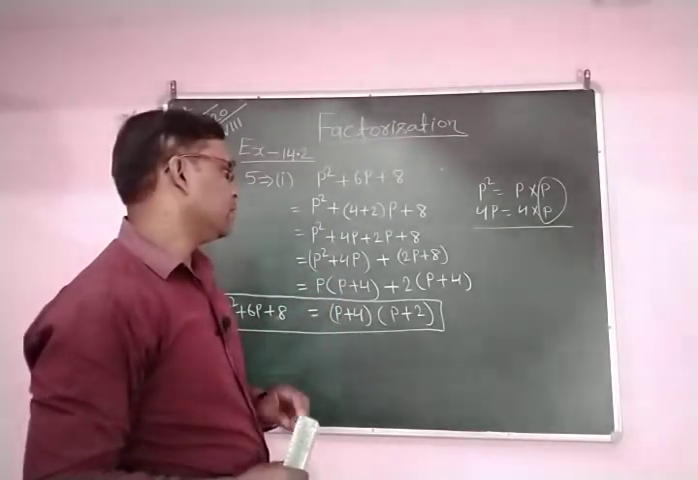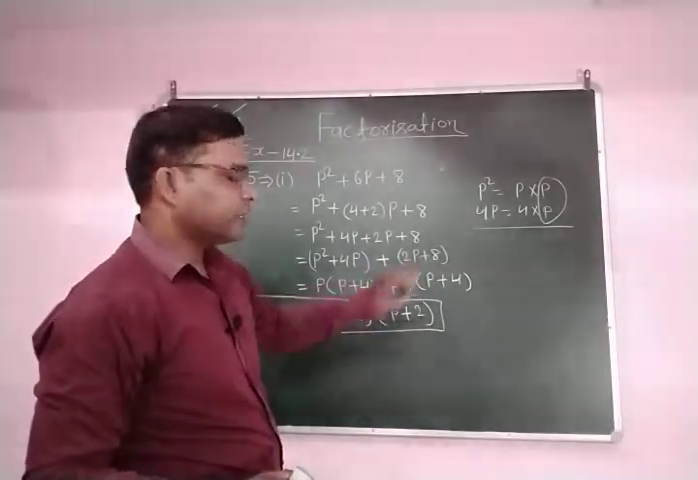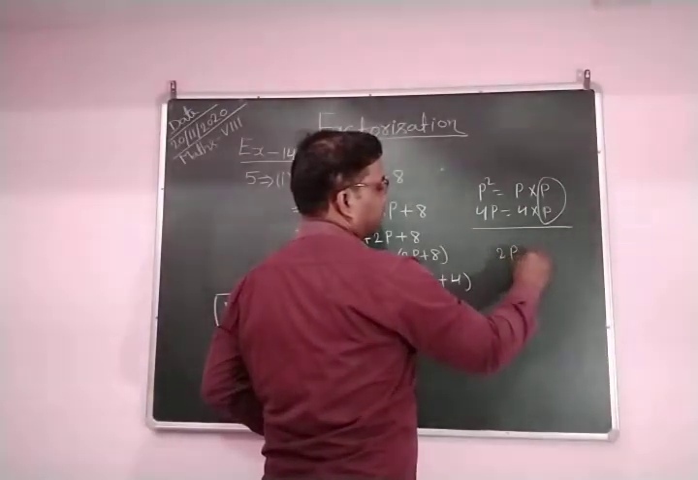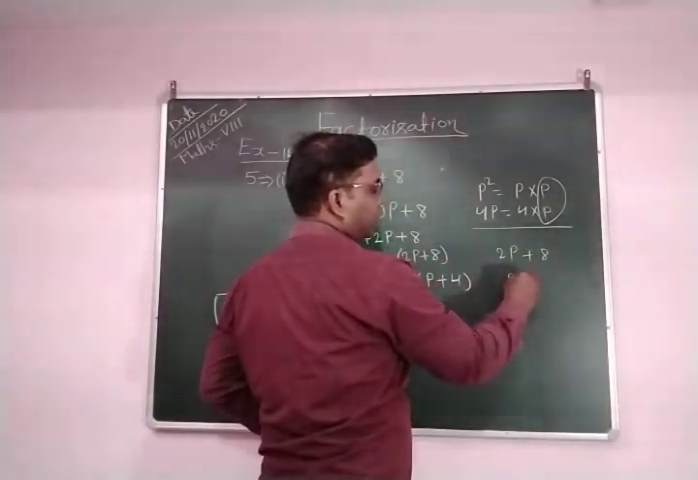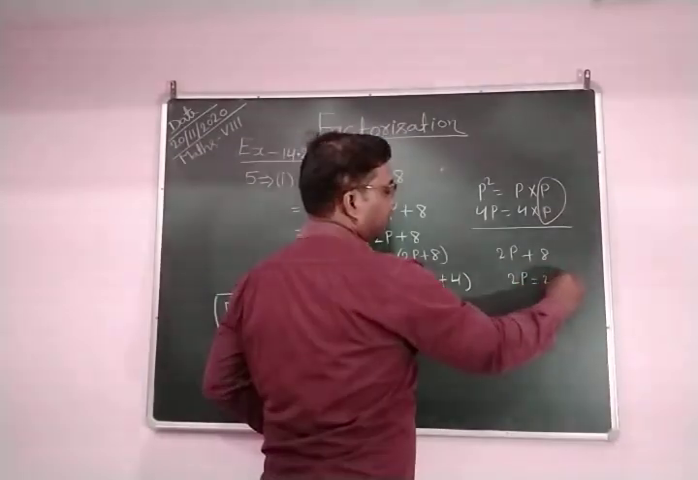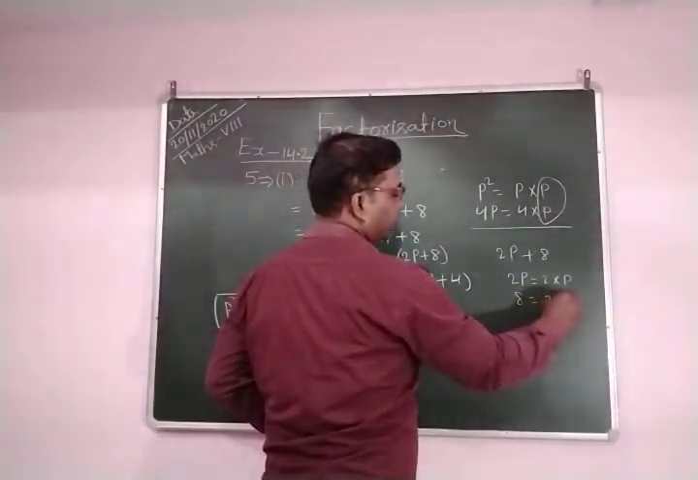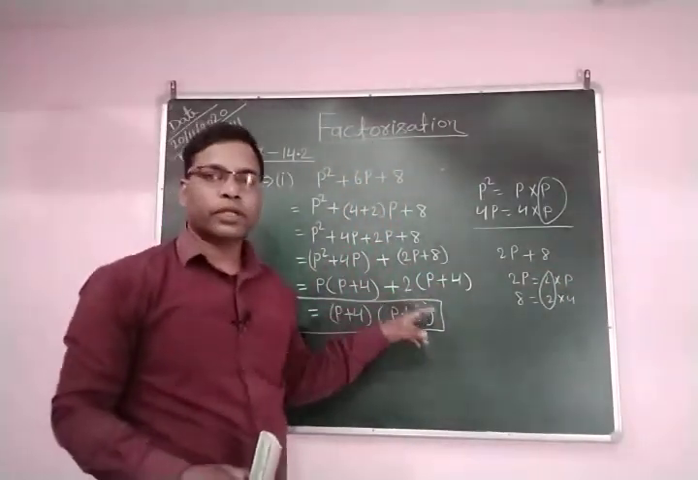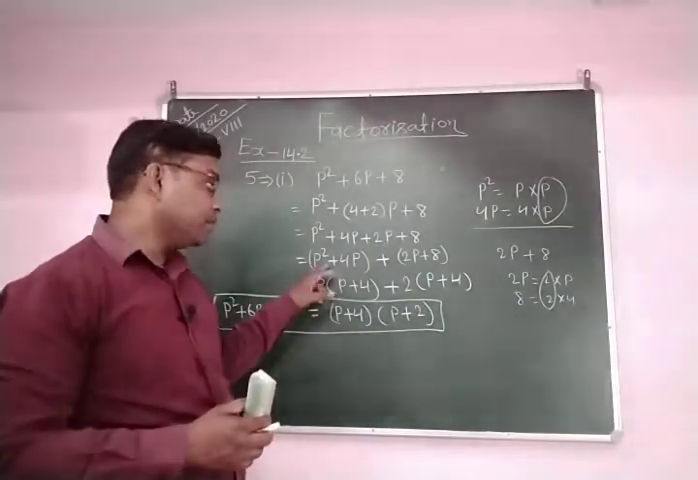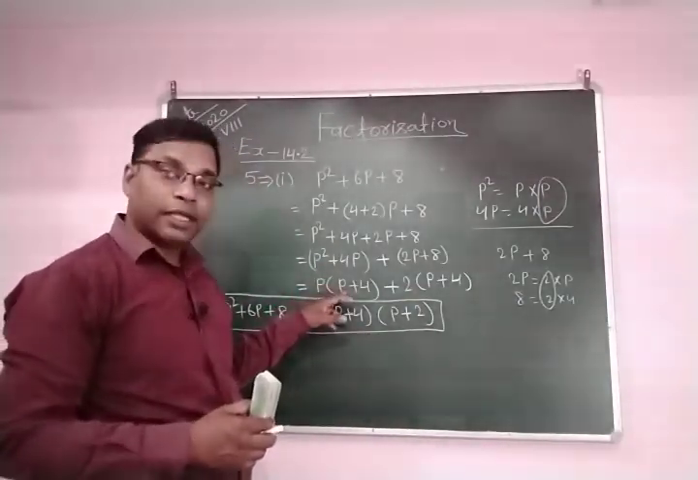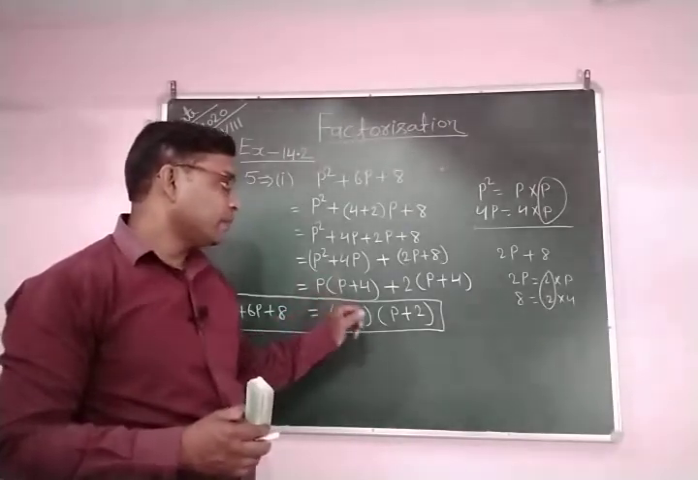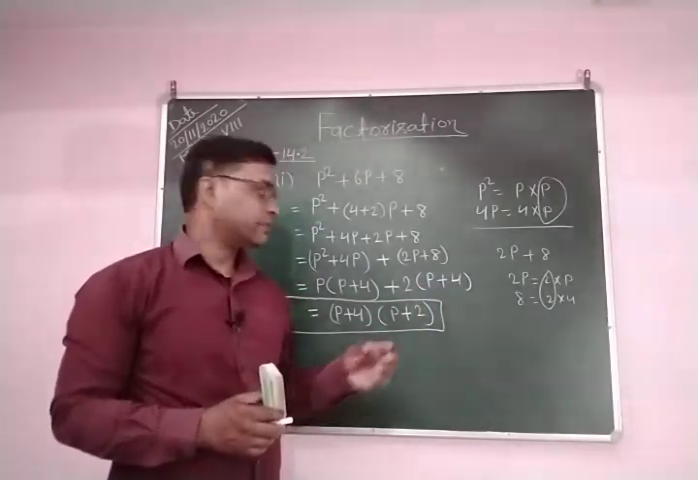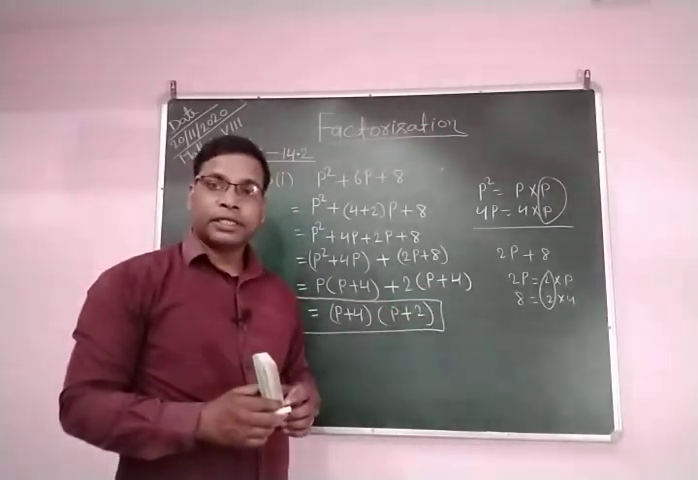Now here you can see 2p plus 8. What is common in 2p plus 8? You can write 2p as 2 into p, and 8 is equal to 2 into 4. So here you can see the common factor is 2 in the second group. When we take p common in the first group, we obtain p plus 4 inside the bracket, and when we take 2 common in the second group, we obtain p plus 4 in the bracket.